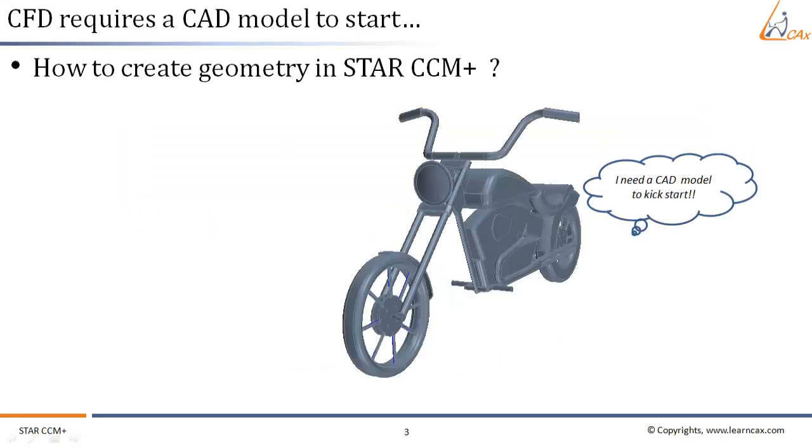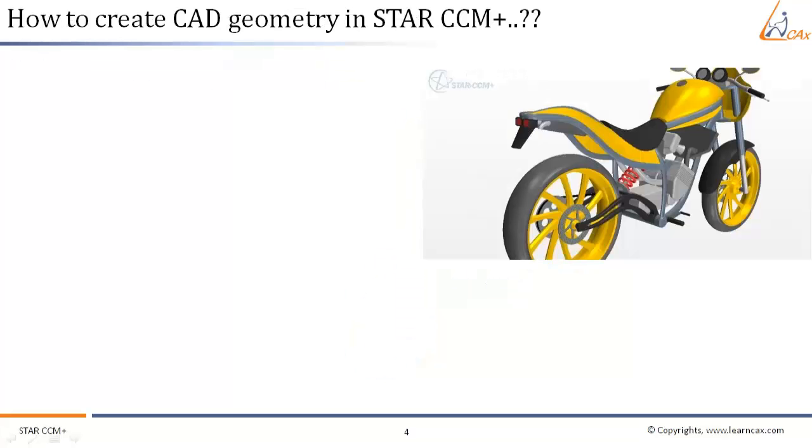We understand it clearly by now that any CFD simulation requires a CAD model to start. So the first question is how to create geometry in STAR CCM+. Do we always have to create a geometry from start in STAR CCM+, or can we import already created geometry model? Let us see how to do all this.